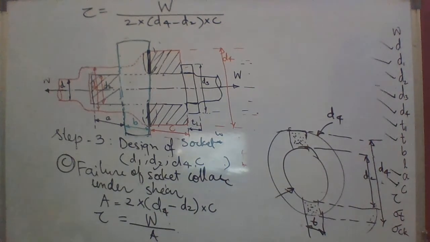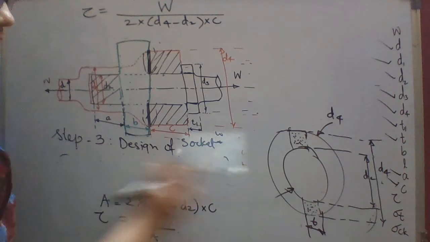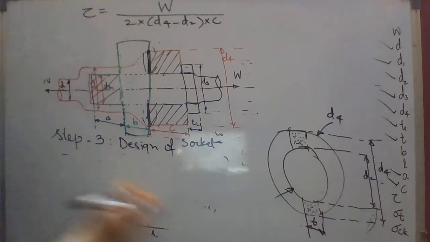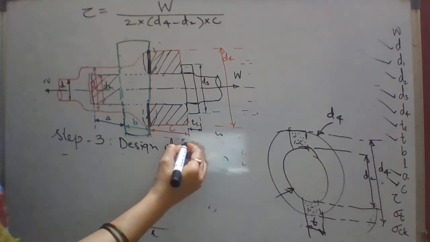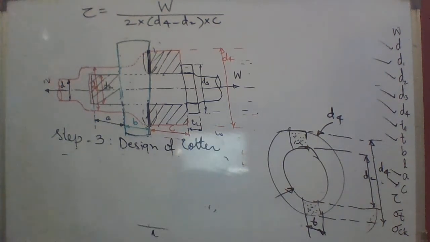So इतने अल्फाबेट्स हो गए कैलकुलेट करके। Okay, so socket में we are going to consider these 3 failure only. First is tension, second is crush, and third is shear. Okay, now we'll go to the step number 4. Step number 4 is design of quarter. Now the failure of quarter we are going to consider only shearing action.